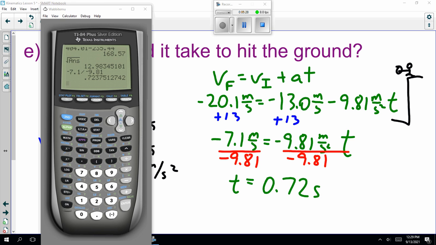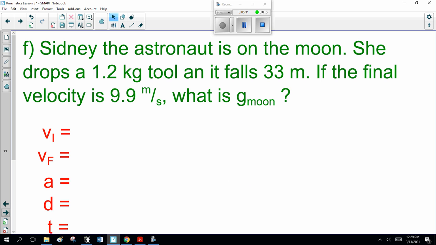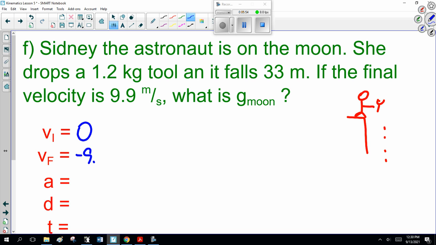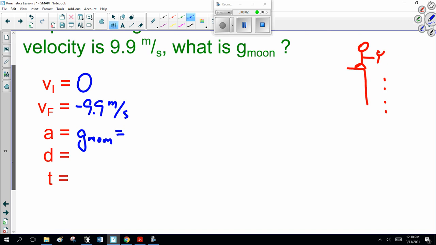All right? Now, last question. Sydney, the astronaut, is on the moon. She drops a 1.2 kilogram tool, and it falls 33 meters. If the final velocity is 9.9 meters a second, what's the acceleration due to gravity on the moon? She drops a tool, it falls. The initial is 0. The final is minus 9.9 meters per second. Acceleration is g moon, which we don't know. It's not 9.81. Displacement is minus 33 meters.